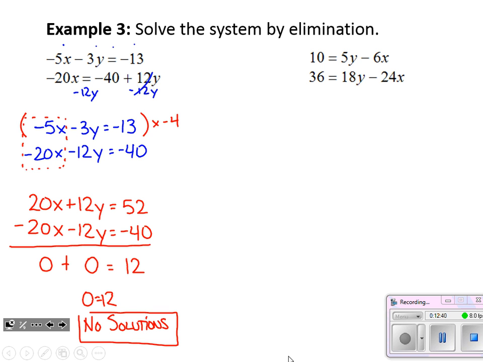However, maybe I did get one of the variables to cancel and the other one not to cancel. Then I would have something where I could solve for the variable that remained. And we could work our way back from there. All right, again, I'd like you to pause the video and try the next one on your own. I will check back in a couple seconds with my solution.